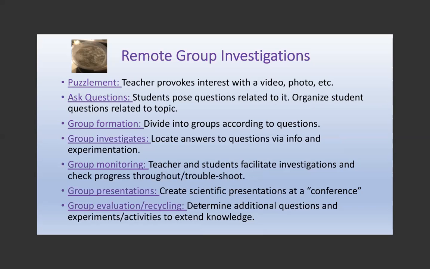The group evaluation and recycling is important as well, because after these presentations and the scientific conference, this often happens: scientists have additional questions. So then you want to extend knowledge and move beyond what they found into deeper understanding. The group investigation model should work really well, and you could do this over and over again with lots of different phenomena.